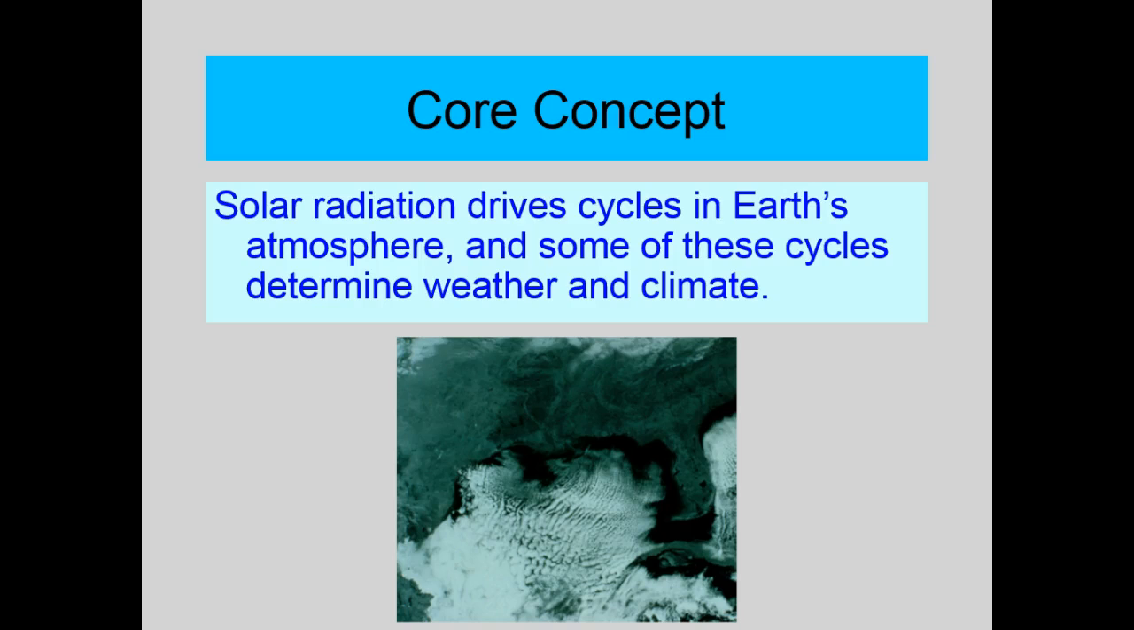Some of these cycles determine or at least influence weather and climate. Now, anyone want to hazard a guess of what that's a picture of? A picture of a storm from outer space. Okay, storms, you say? Can you tell where it is? This is the state of Florida right here. There's the Keys. This is Georgia. There's Louisiana. There's Texas. This is the Gulf of Mexico.